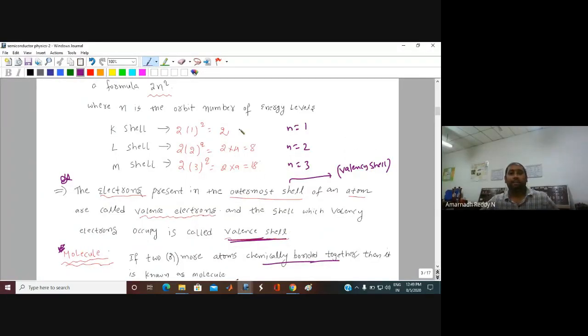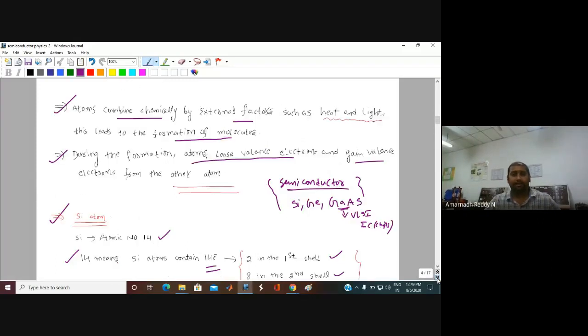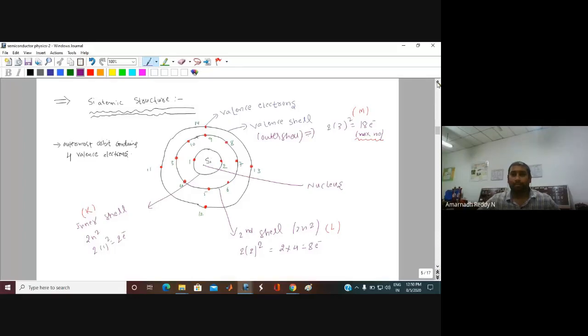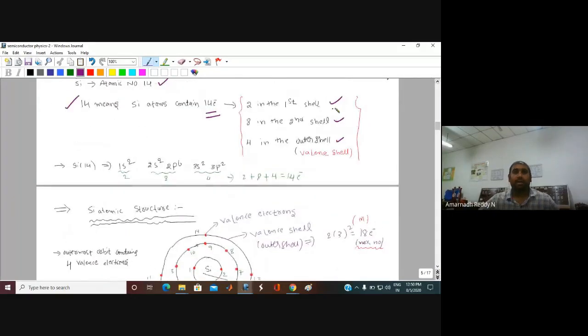Now see, K shell maximum electrons are 2. Here maximum are 8. Here maximum are 18. So if you go to silicon, the maximum is going to be first shell 2, and second shell is going to be 8. Third shell is going to be 8 in maximum, but we have 4 in the valence shell, outermost shell. So silicon is 1s2, 2s2, 2p6, 3s2, 3p2. The first level is very near to the nucleus, having 2 electrons. The next level has 8 electrons, and the outermost shell has 4 electrons. So 2 plus 8 plus 4 is going to be 14 electrons.